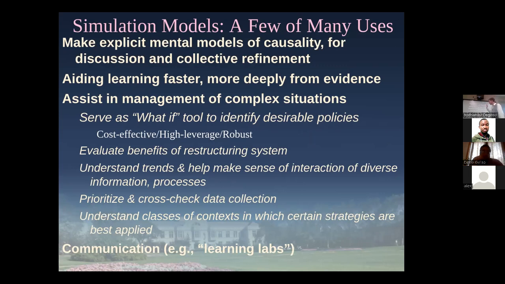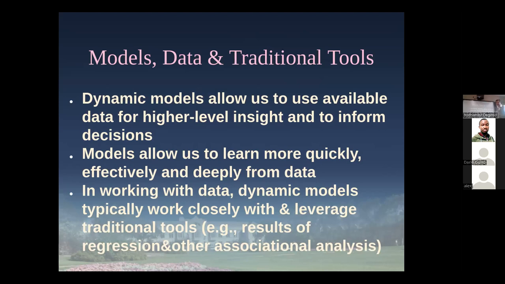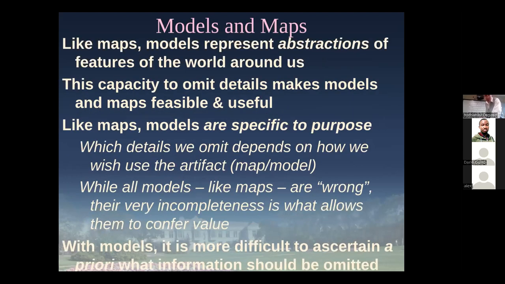These sorts of simulation models have many, many different uses, and some of my colleagues in the health sciences and modeling have documented dozens. Don Burke, formerly at Pitt, now head of epistemics, and Josh Epstein, I think, have lists of dozens of uses of models. One of the most common is serving as a what-if tool, evaluating benefits of restructuring a system, understanding patterns we see in the world, interpreting what this is really telling us about things in the world, helping us prioritize data collection, understanding general rules about when certain interventions work, and serving as communication. And dynamic models really work together with traditional tools. They allow us to learn more quickly from data, to interpret that data more deeply, more reliably, and more quickly. And they often leverage traditional tools in this.